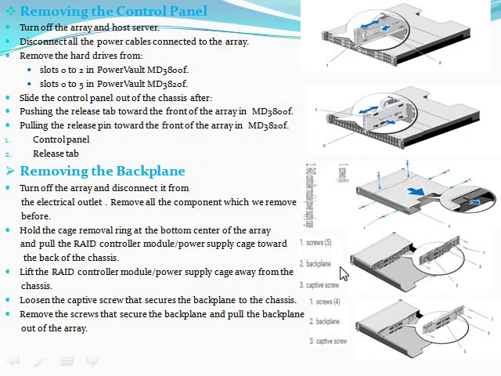Remove the screws that secure the RAID controller module and power supply case to the chassis. Here in the image it is described. Hold the key removable ring at the bottom center of the array and pull the RAID controller module power supply case back toward the chassis. Lift the RAID controller away from the chassis. Loosen the captive screw that secures the backplane to the chassis. Remove the screws that secure the backplane and pull the backplane out of the array.